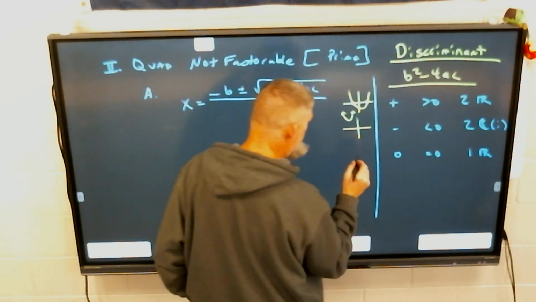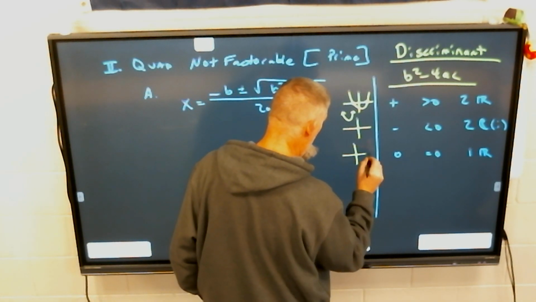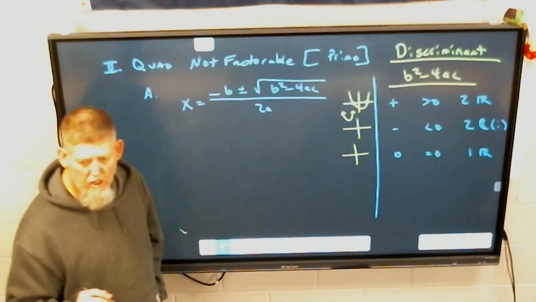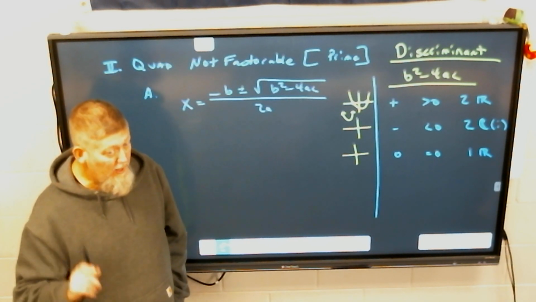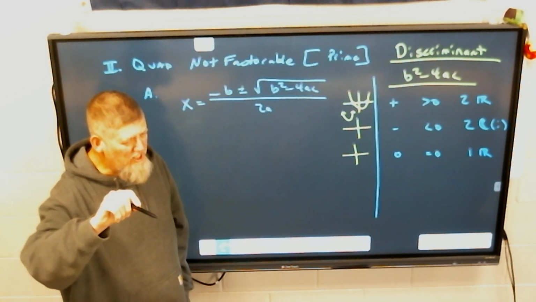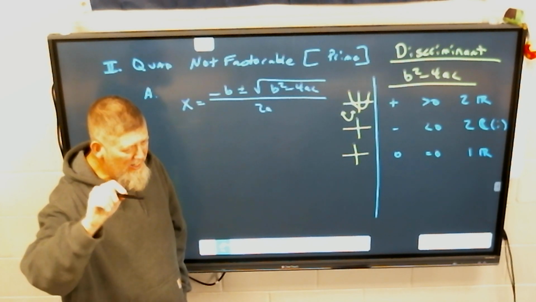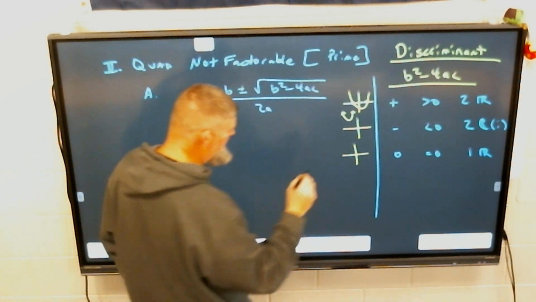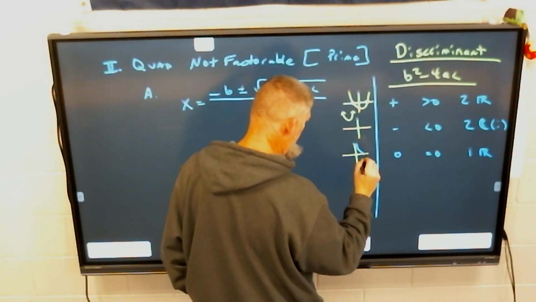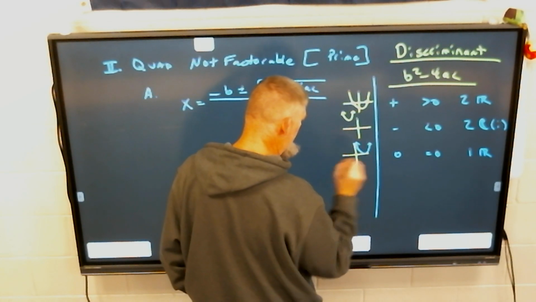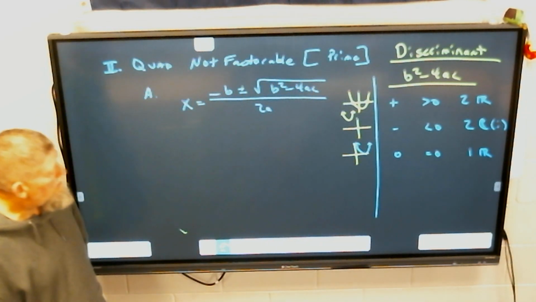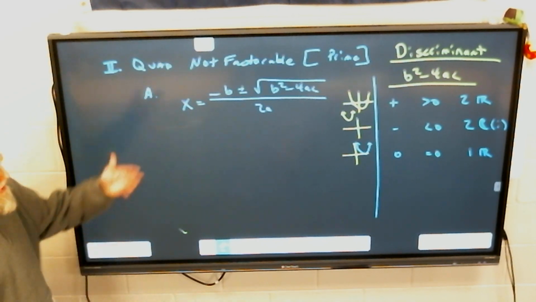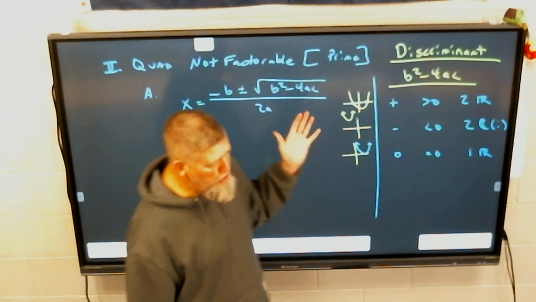And then, of course, if there's 0, what's that going to look like? Why would it just be on the origin? It's going to be on the x-axis, like resting on the x-axis just like that. And you've got one x-intercept. That's what the three graphs will look like.